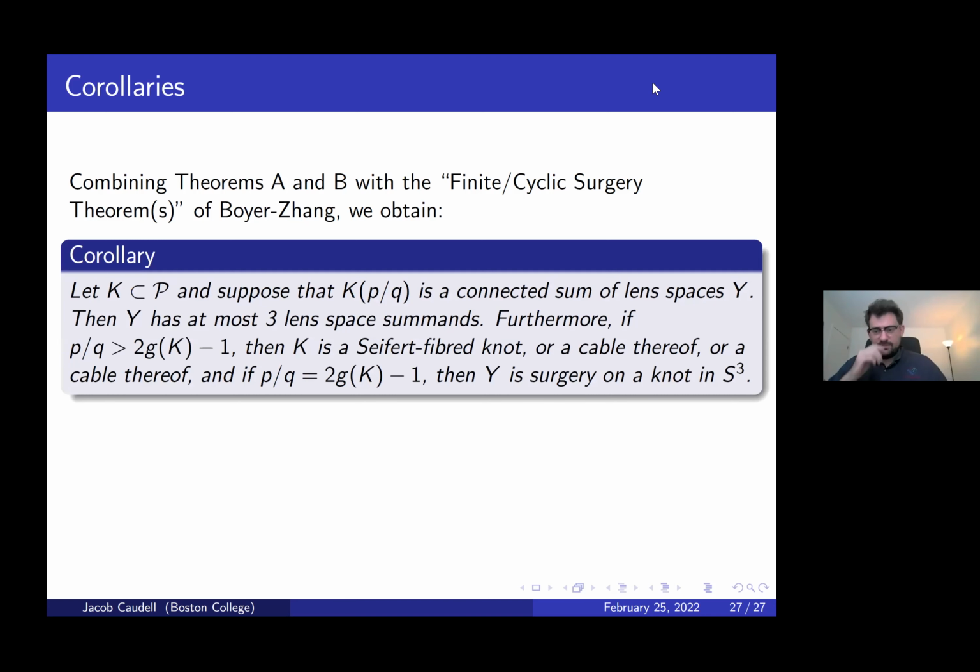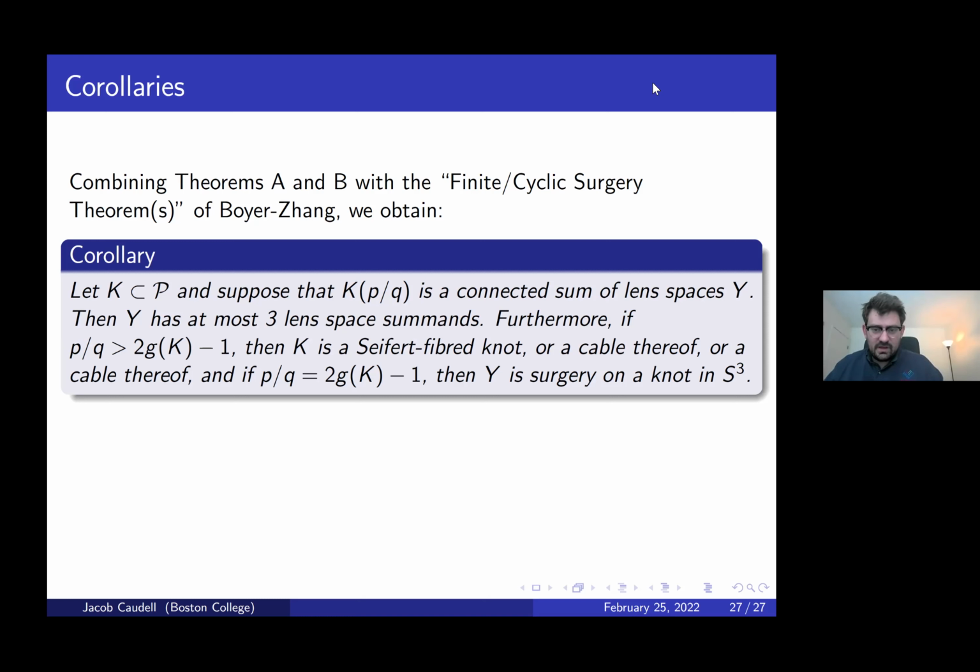So the first is a classification of connected sums of lens spaces you can get by surgery on a knot in the Poincaré sphere. So if K P over Q is a connected sum of lens spaces, Y has at most 3 lens space summands. And furthermore, if the surgery slope is strictly greater than twice the genus of the knot minus 1, then K is Seifert fibered, or it's a cable of a Seifert fibered knot.